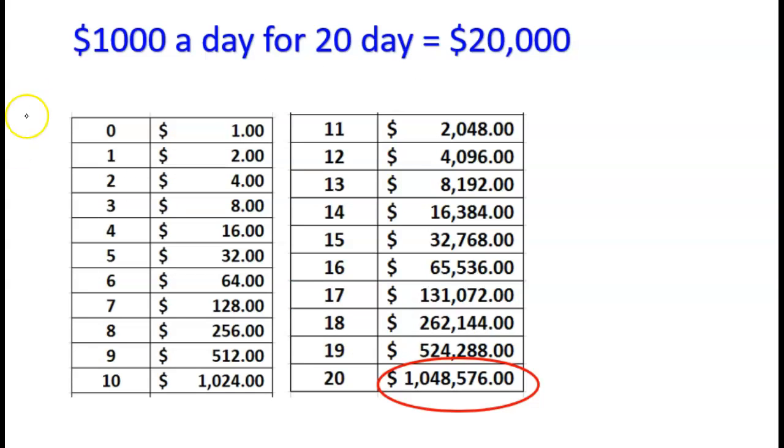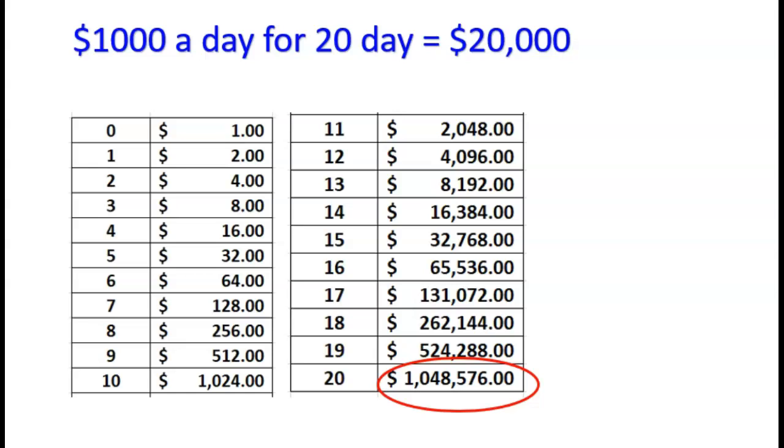Well, if you get paid $1,000 a day for 20 days, you would, of course, get $20,000. And I made a chart here of the other one. Start with $1 and double it and double it and double it. And after 20 days, you have over $1 million. Is that surprising that it could go up that fast?